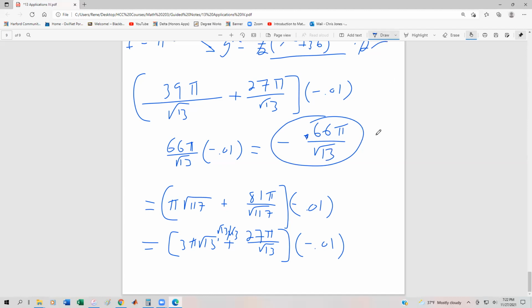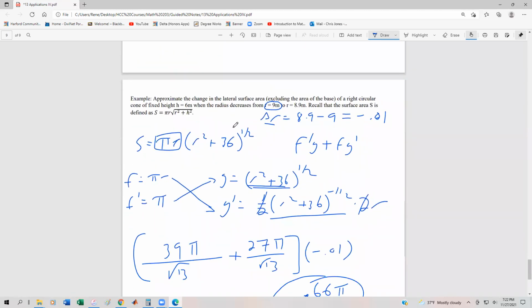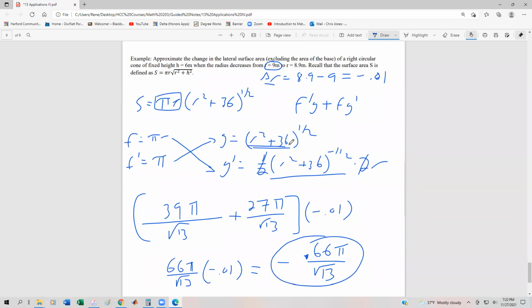And so that's how we can try to utilize our differentials to approximate the change in some sort of geometry with respect to our differentials. All right, so that's all for this section. In the next section, we're going to take a look at, I believe, some more with L'Hopital's rule and some other sorts of applications of our derivatives.